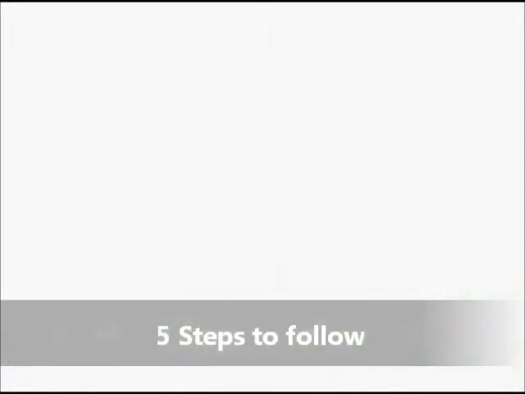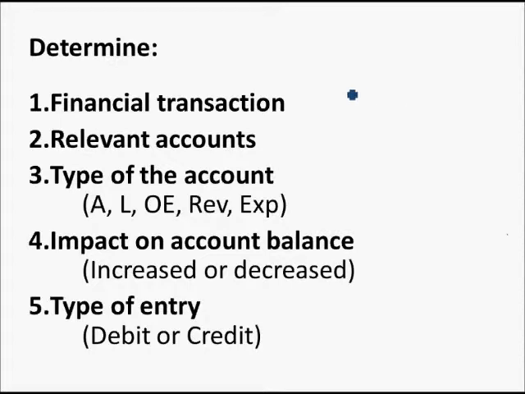Okay, well, let's put it all together now. All you have to do is to follow these 5 steps. Number 1, determine the financial transaction. Number 2, determine the specific accounts that will be affected by this financial transaction. Number 3, what type of accounts are they?